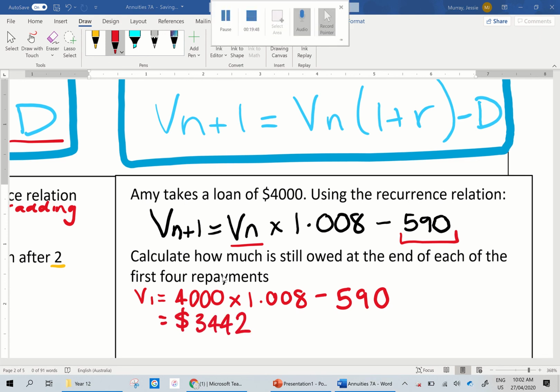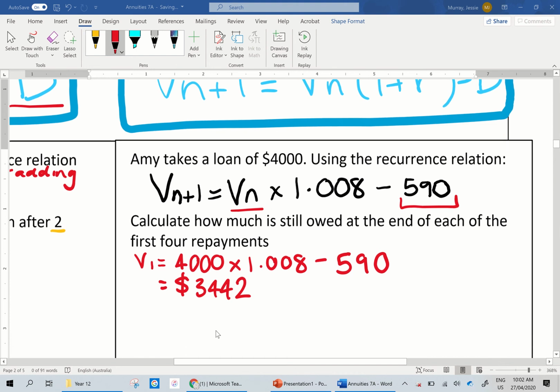So what does that mean? I got an answer of $3,442. So the loan was $4,000. It got charged interest, but then I paid off $590. So now after the first payment, I now only owe $3,442.